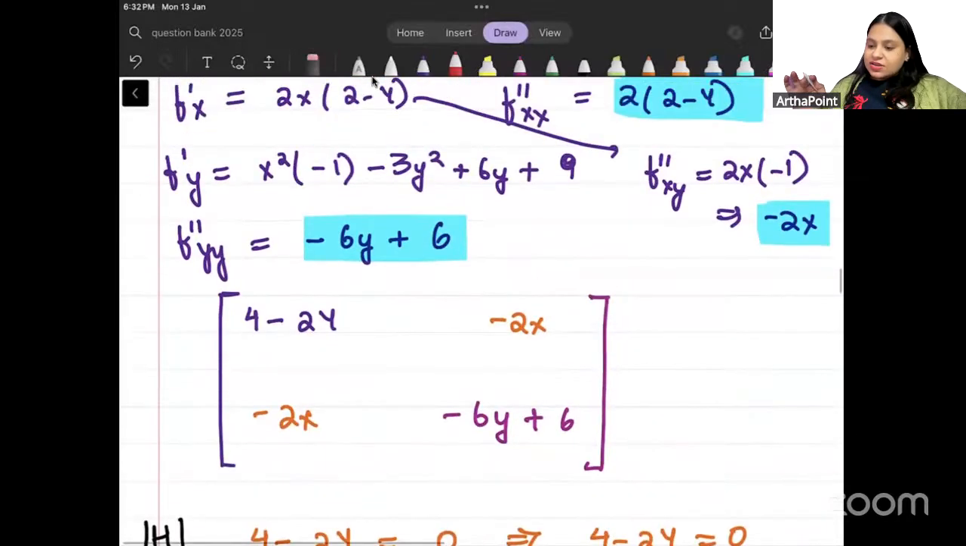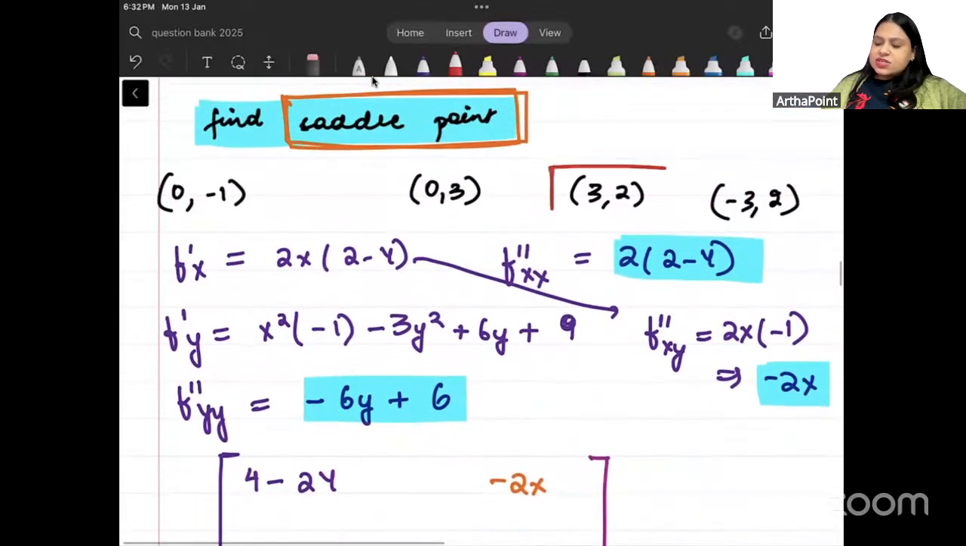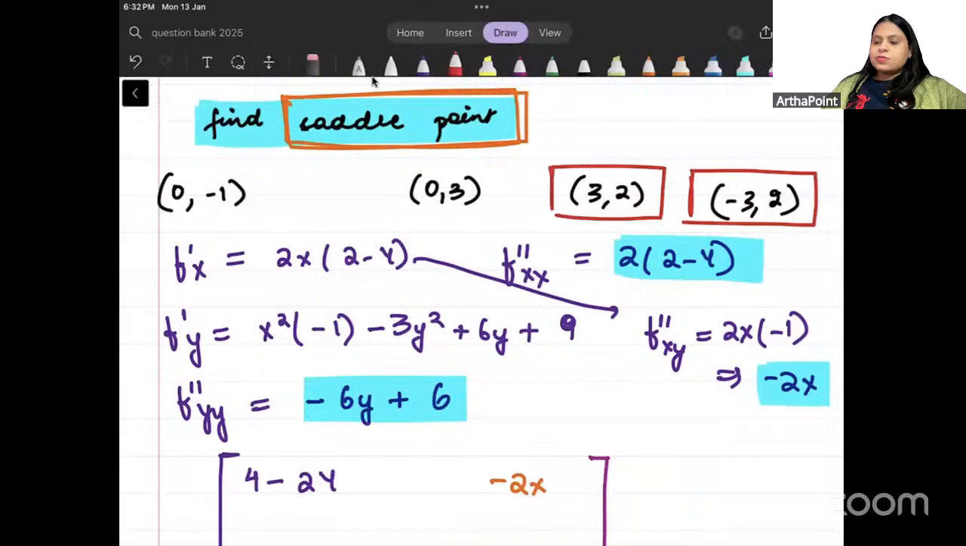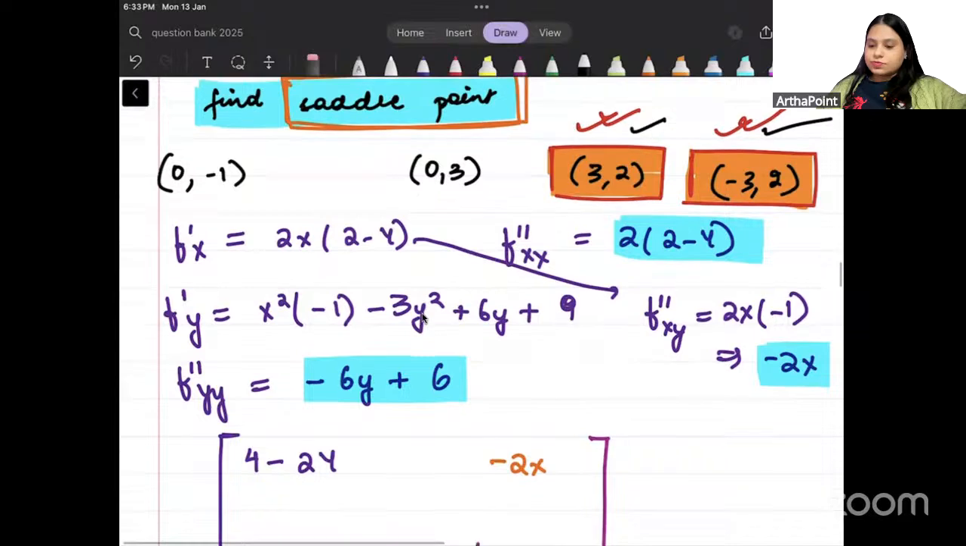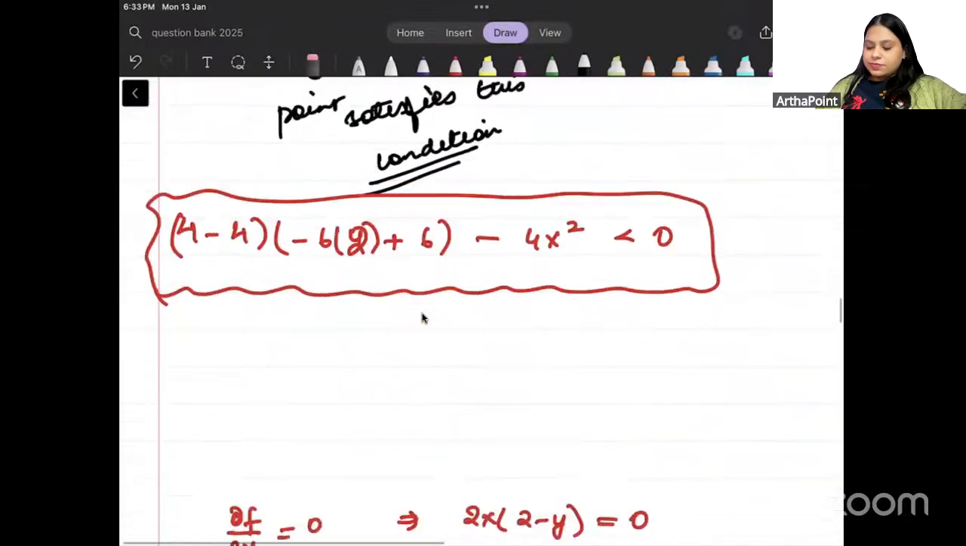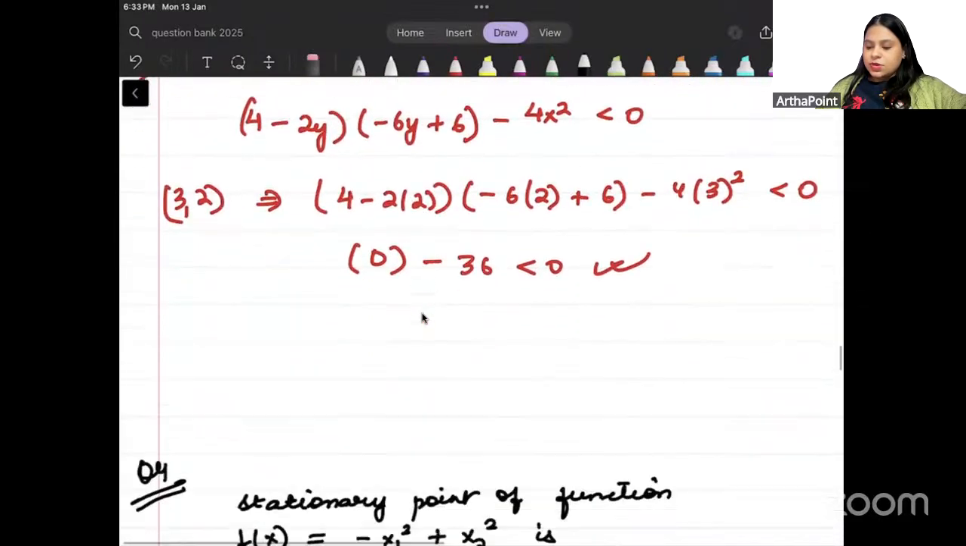So I think that in our case, both these x's will satisfy this condition. 3, 2 also and minus 3, 2 also. Both of them are satisfying this condition, so both of them are apt for the saddle point. So the answer will be both C and D. Both are correct. That's the answer to this question. Right? Okay. Try this one.